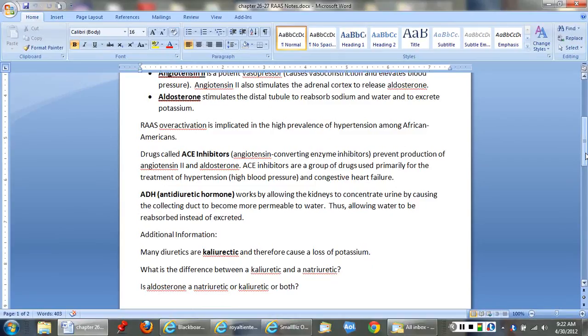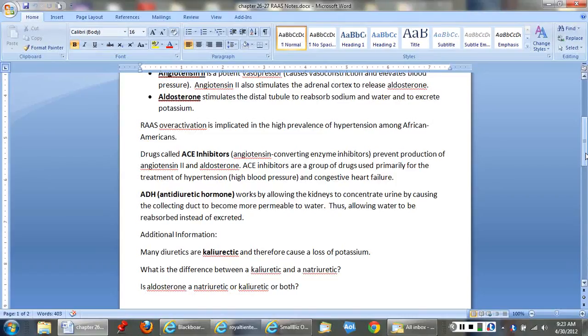Okay? So ADH works by allowing the kidneys to concentrate urine by causing the collecting duct to become more permeable to water, thus allowing water to be reabsorbed instead of excreted. So here you have the water being returned back to the bloodstream. Okay, so ADH has an effect on the kidneys, but the effects are more with the retaining of water than any of the electrolytes. And a couple of terms, diuretics.